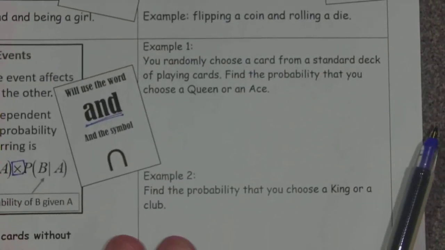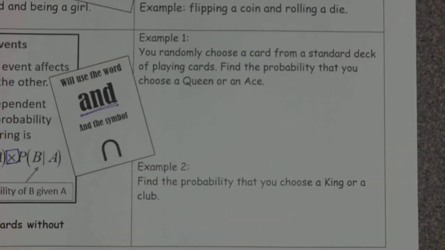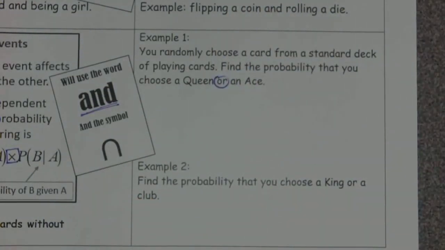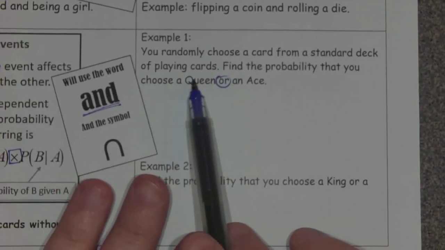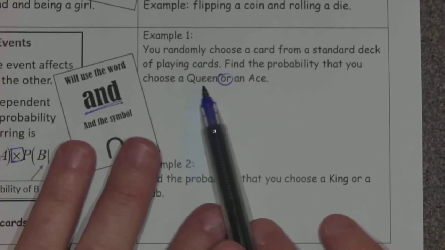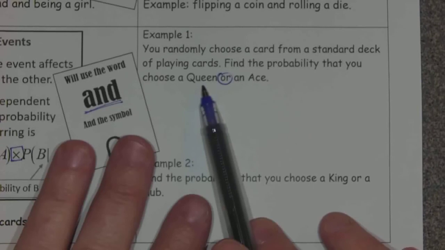Here's our first example. You randomly choose a card from a standard deck of playing cards. Find the probability that you choose a queen or an ace. Or means, what are we doing with our probabilities? Yeah, or is add. We're going to add. So we're going to find the probability of a queen, and then we're going to find the probability of an ace. So what's the probability of getting a queen?